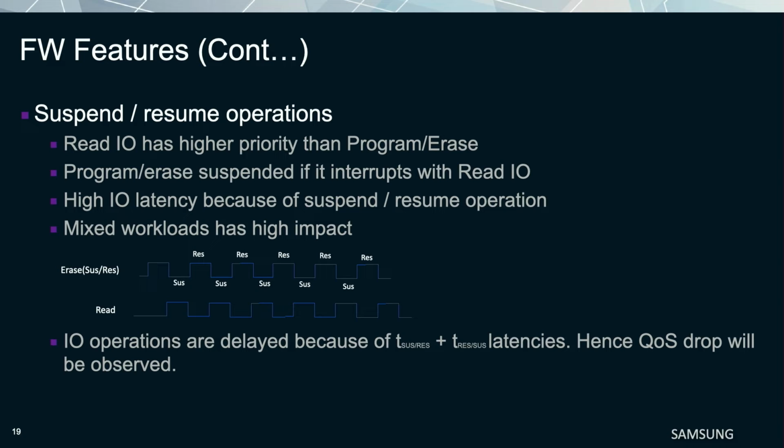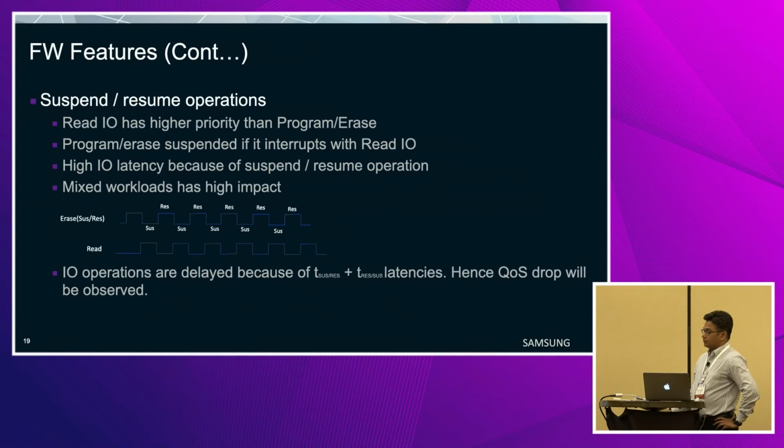So there is high IO latency because of this suspend and resume operation. Suspend will come, then again it has to wait, and based on the priority or timeline, it will resume that operation. So based on this suspend and resume operation, your performance or QoS will be slow.